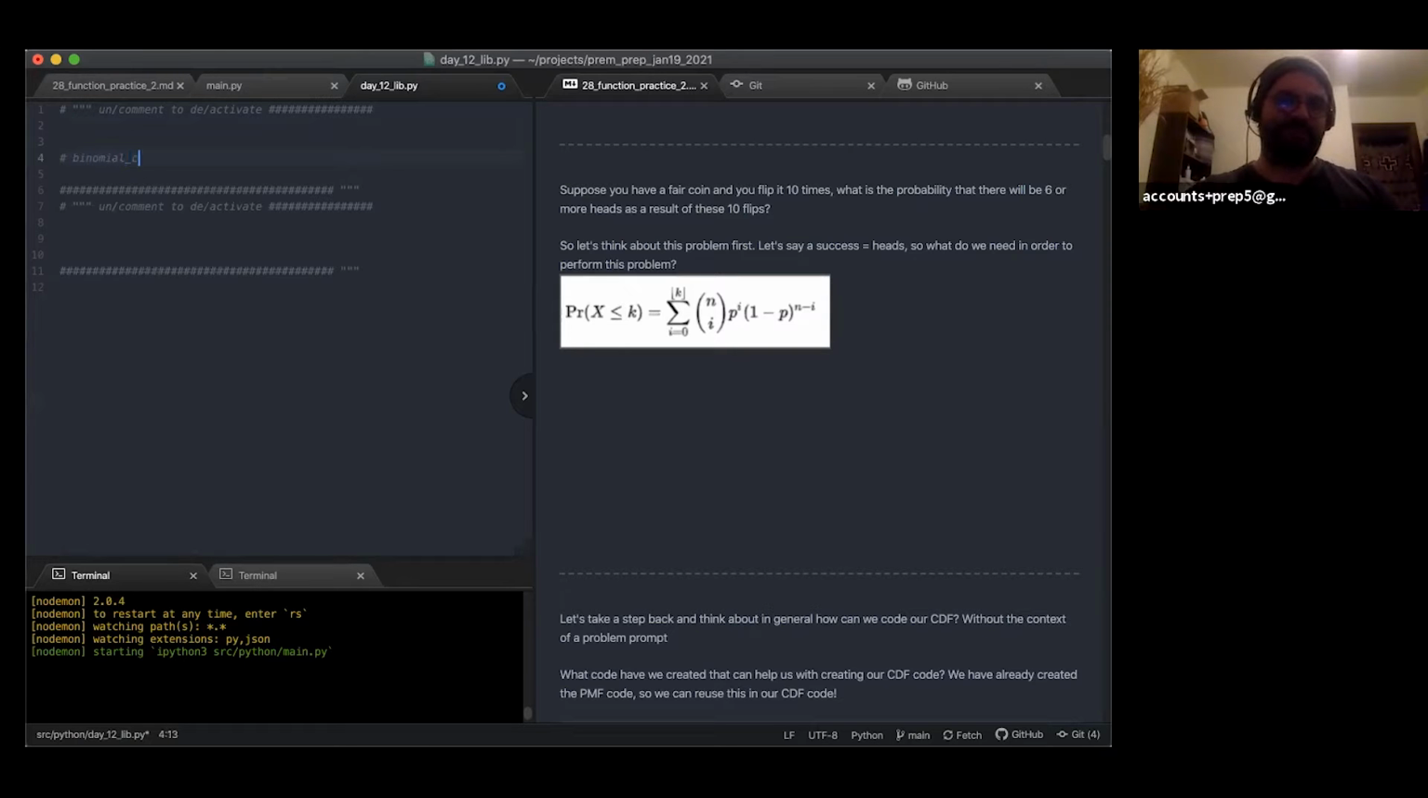CDF. And in order to do that, we need our binomial PMF. And in order to do that, we need our combinations. And in order to do that, we need our factorial, right? So we work our way back from there. So I'm going to start at the top. Now we'll work forwards. Let's get a working factorial function.